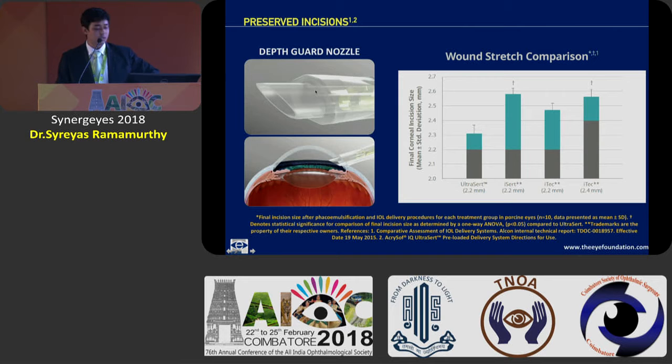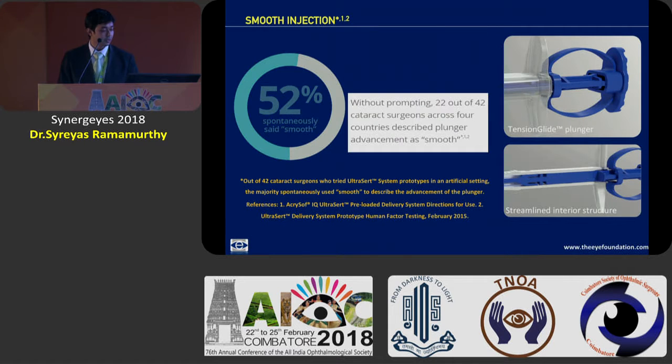So as alluded to earlier, this depth guard nozzle, in comparison with the other platforms, has shown that the wound stretch is greatly minimized with this technology. And as we all know, the amount of wound stretch, the wound distortion, definitely contributes to our final outcomes, the surgically induced astigmatism, and this can be greatly controlled and reduced with the depth guard nozzle.